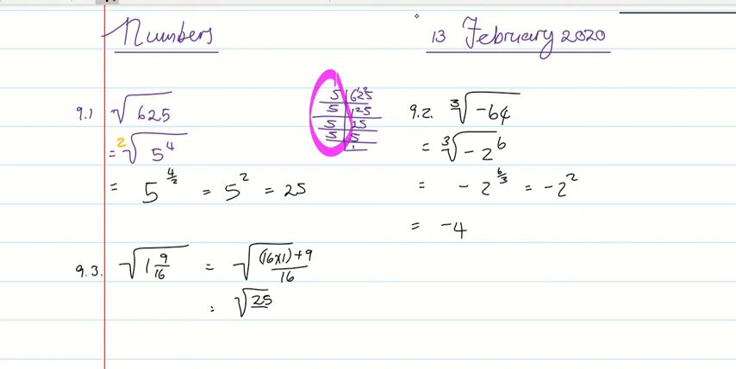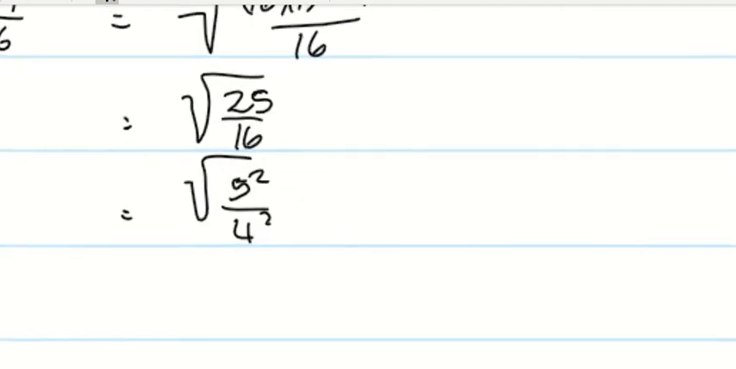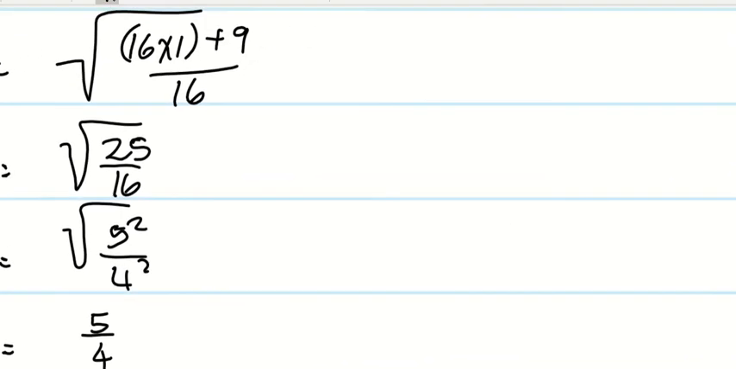So 25 over 16. Now my next step from here, I can prime factorize, and once I prime factorize, that will be 5 to the power of 2, 4 to the power of 2. Okay, you are with me up until there? And then, because I'm doing a square root, I can just say that means it's going to be outside, 5 over 4. Okay, so that's what I'm doing right there.